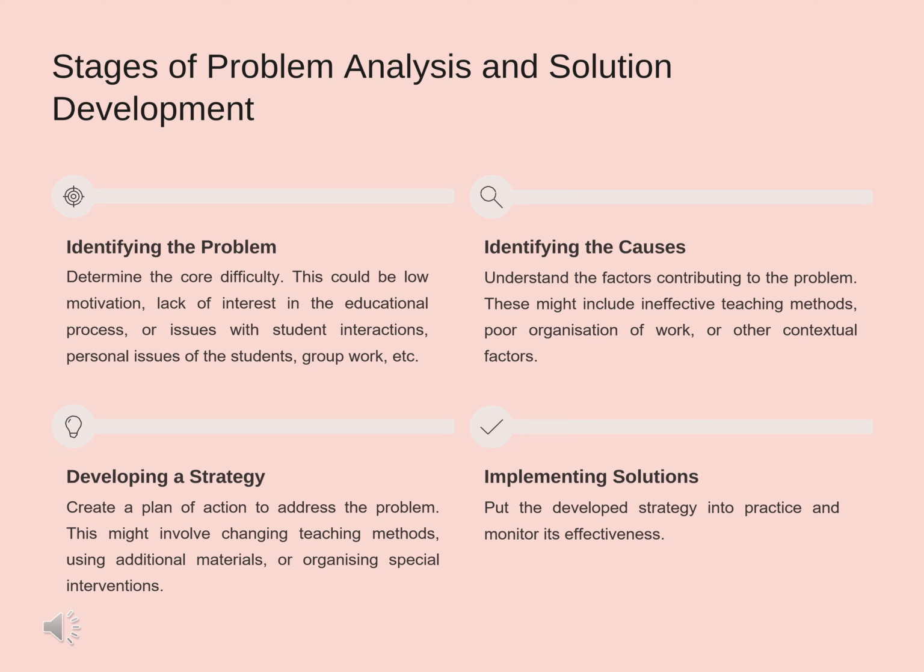After that, the teacher moves to developing a strategy by selecting suitable measures, and finally to implementing solutions. That is, applying those measures and observing their effectiveness in practice. Taken together, these stages show that pedagogical decision-making requires reflection, consistency, and a well-structured course of action.